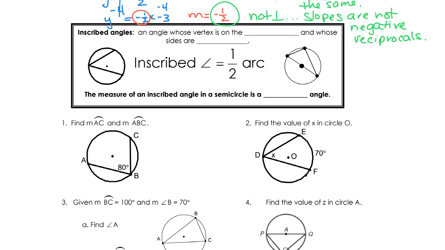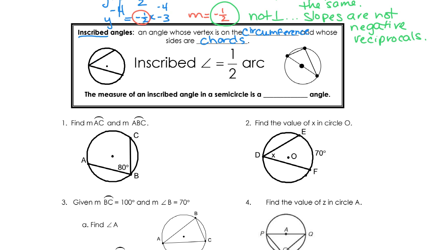All right, so coming down here, we talked about angles. We talked about central angles having their vertex at the center of the circle. Inscribed angles are a little bit different than central angles. They're an angle whose vertex is on the circumference, and whose sides are chords.